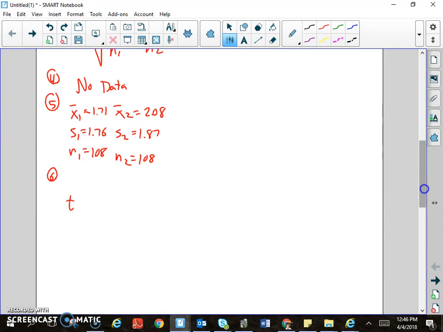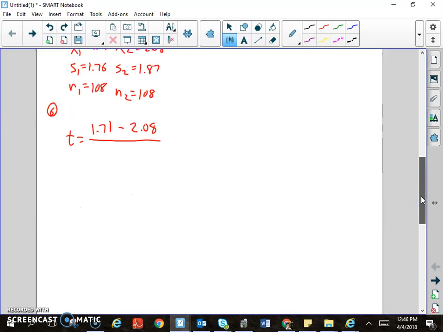Okay, so for step 6, you're plugging all 6 of these variables back into the equation. So it will look like this. But keep in mind, you're not calculating, you're just plugging them in. There's a test that you run that gives you this number. So this would be 1.76 squared divided by 108 plus, what's the next part? S2 squared. So 1.87 squared divided by 108.